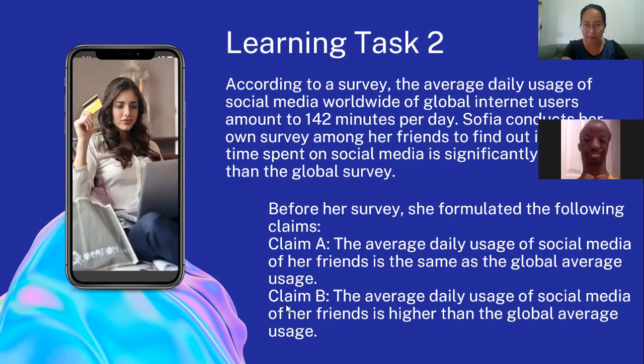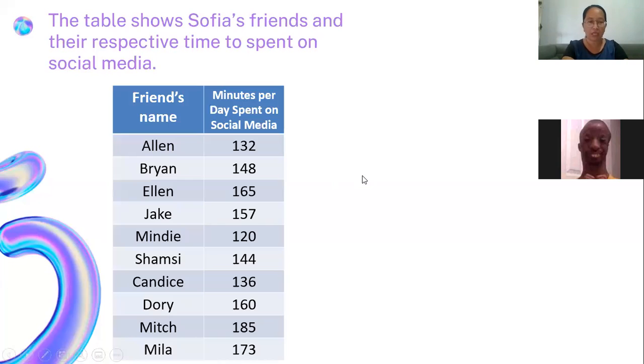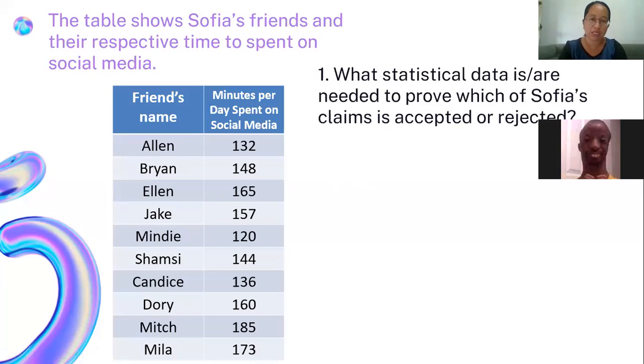And that with claim B, the average daily usage of social media of her friends is higher than the global average usage. Okay? So, tingnan natin. So ito po yung na-survey niya sa kanyang mga friends. Yan, yung nasa table natin, ay yung lumabas. And then with this, question number 1. So what do you think is the statistical data needed to prove which of Sophia's claims is accepted or rejected? So remember that she has 2 claims, di ba?